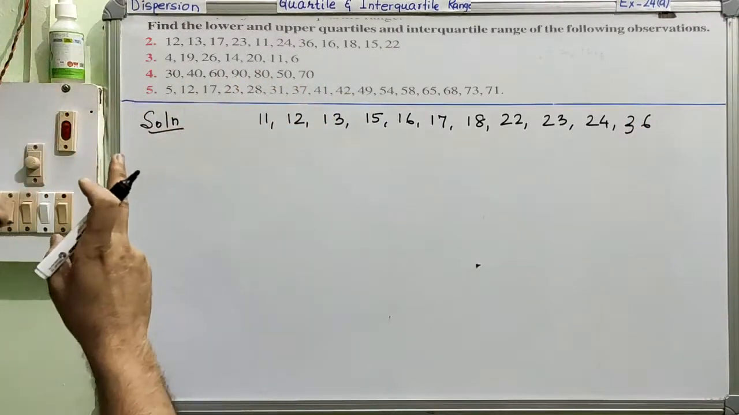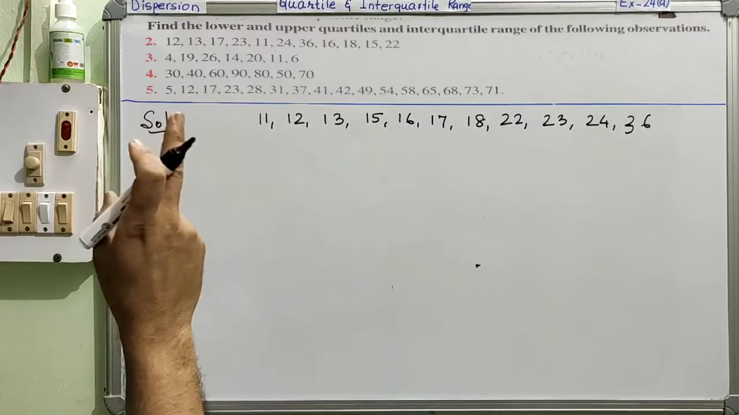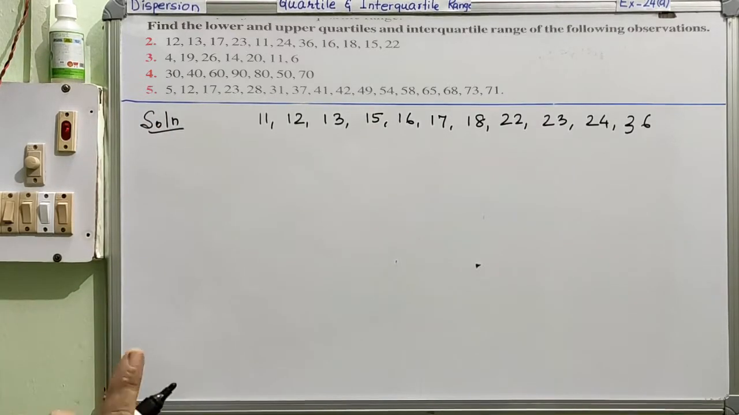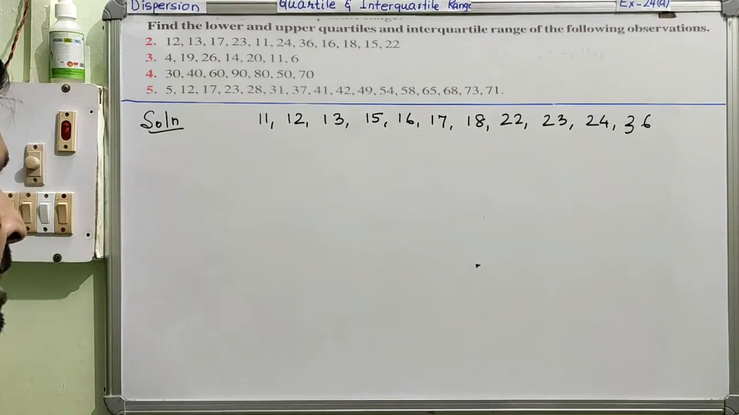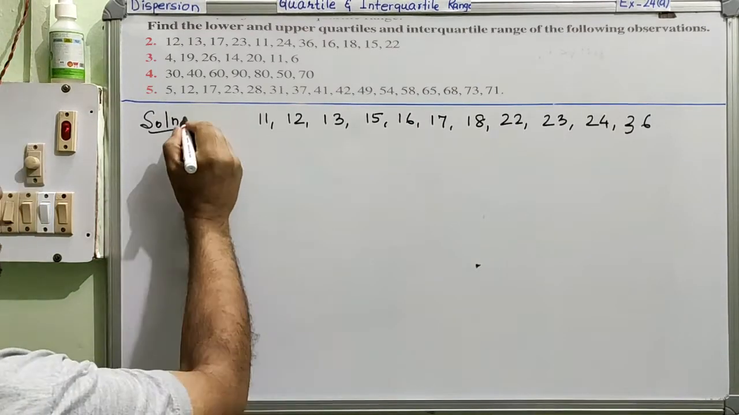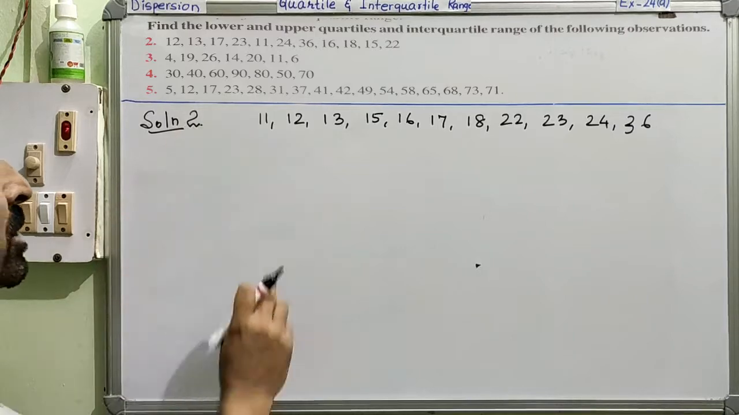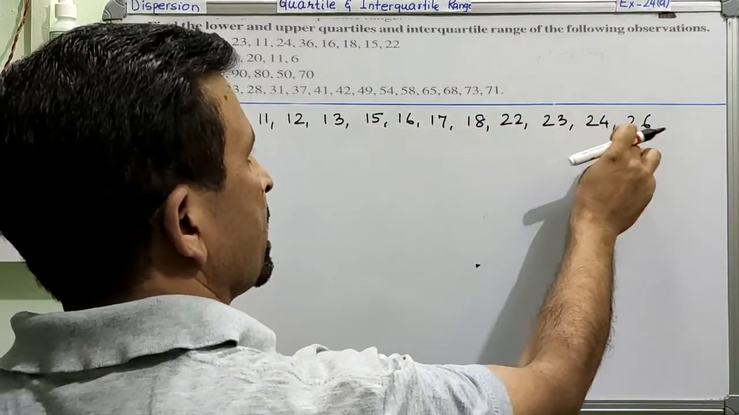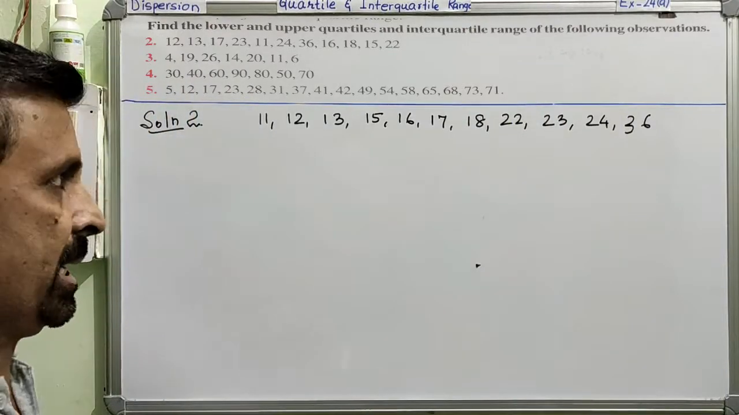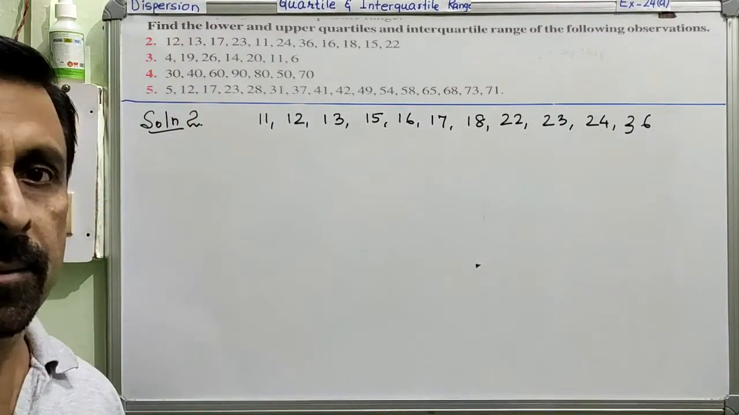In question number 2, you can count the total number of data. The total number of data in question number 2 is 11. So let us cross check whether we have taken all the 11 data or not. This is question number 2, solution number 2. So 1, 2, 3, 4, 5, 6, 7, 8, 9, 10, 11. Yes, we have taken all the data, and all the data are arranged in ascending order.